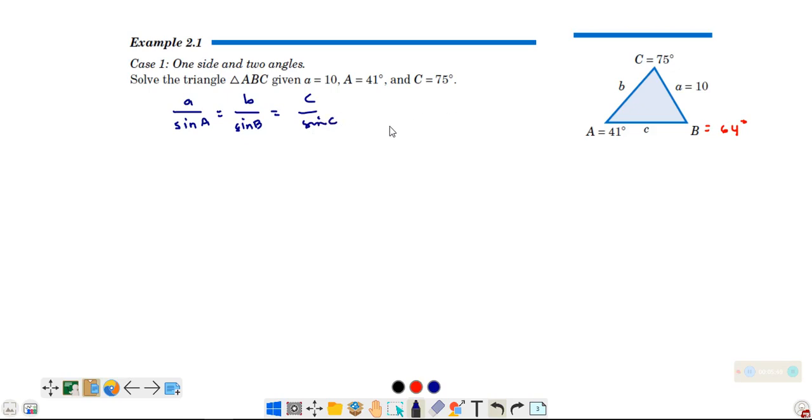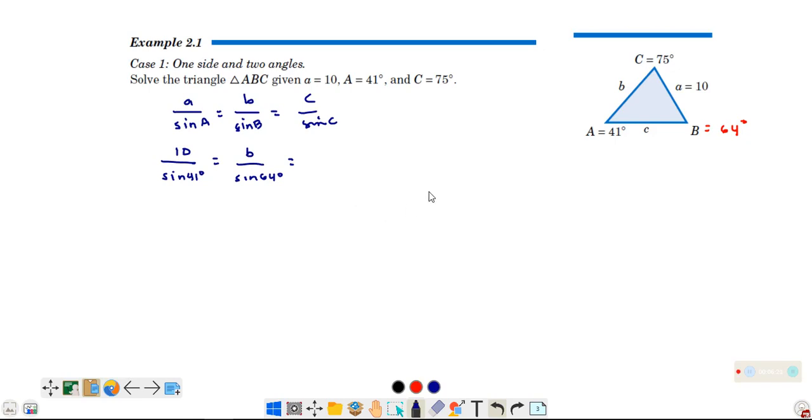So, at this point, ang gagawin lang natin, substitute lang natin yung mga value. So, meron tayong A over sine A, which is 10 over, ang A natin is 41, so we have here sine 41 degrees, which is equal to B. And we know that angle B is equal to 64 degrees, so we have sine 64 degrees.